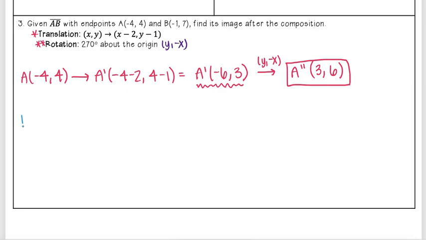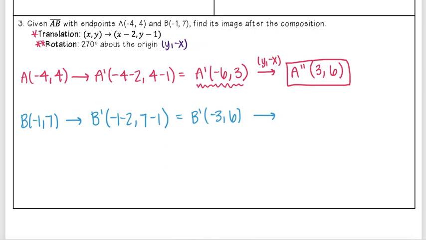Okay, now we want to do the same thing with the next point. So again, for my first transformation, I want to subtract 2 from x. So I have negative 1 minus 2. And then subtract 1 from y. So I have 7 minus 1. And when I simplify that, I get (negative 3, 6).